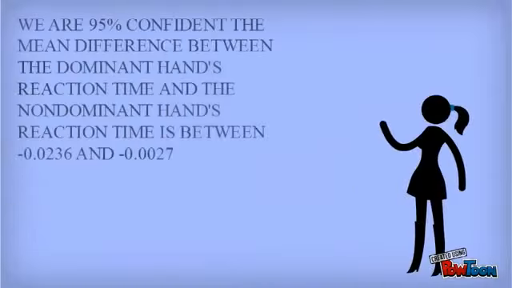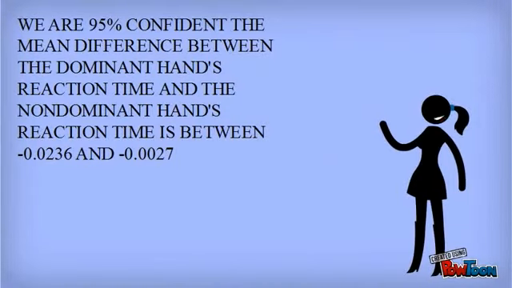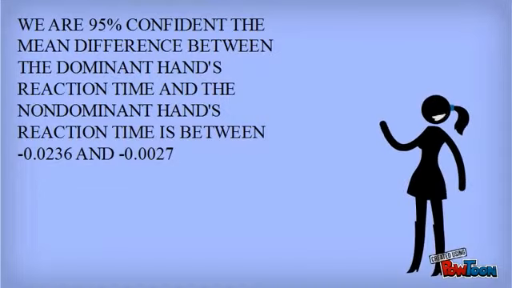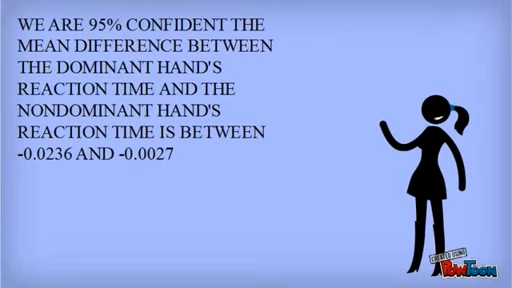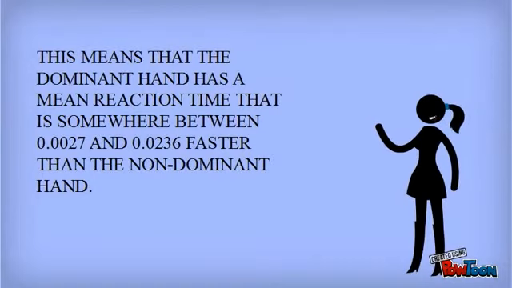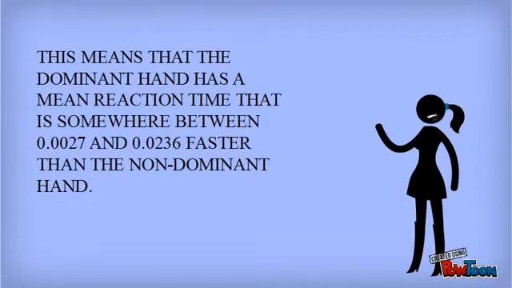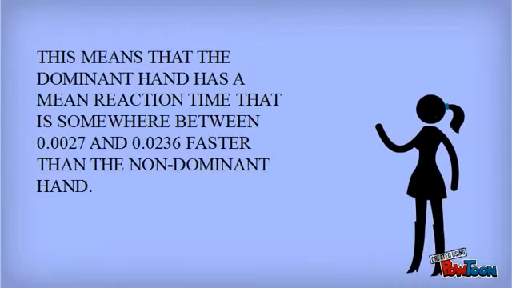So, we're 95% confident the mean difference between the dominant hand's reaction time and the non-dominant hand's reaction time is between negative 0.0236 and negative 0.0027. This means that the dominant hand has a mean reaction time that is somewhere between 0.0027 and 0.0236 faster than the non-dominant hand.